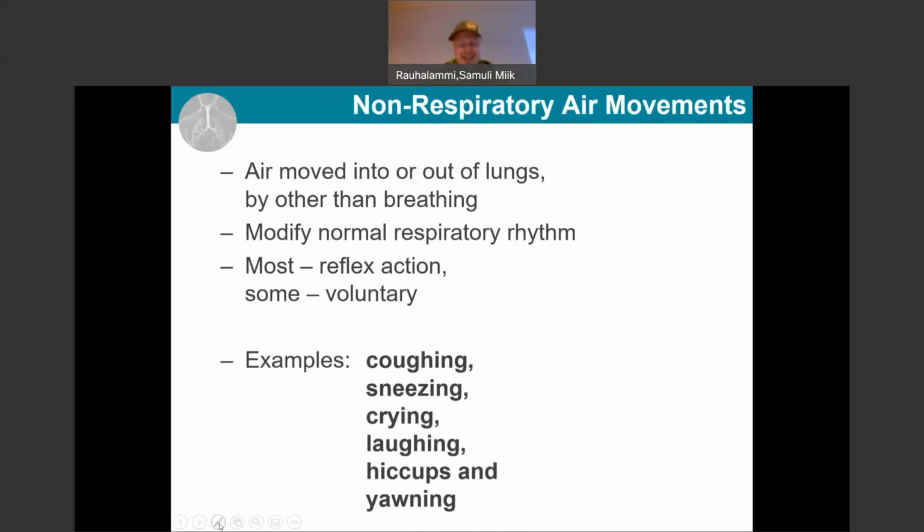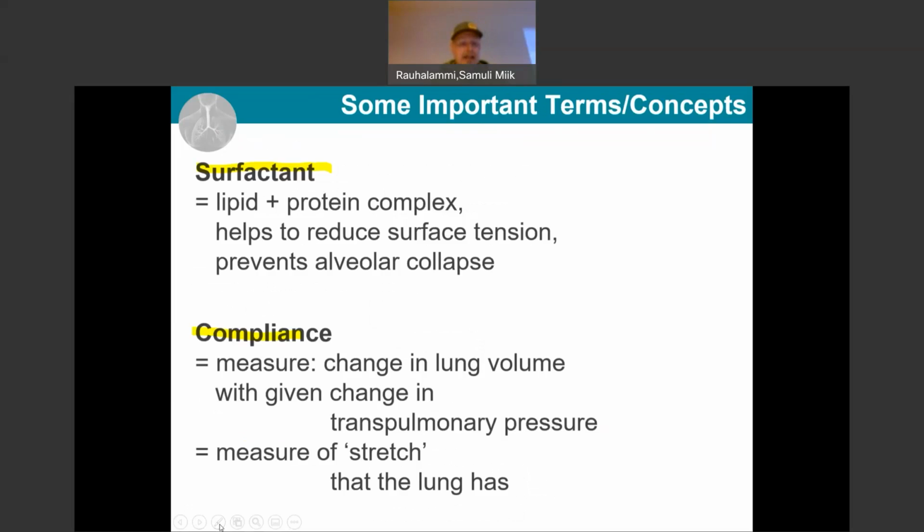A couple of terms that I do want to emphasize at this point: surfactant is this lipid-protein mixture, and it has a twofold function. It helps to reduce the surface tension, so the exchange of the gases between the alveoli and the pulmonary capillaries is easier because of the surfactant being there, but it also helps the alveoli maintain their shape so they don't collapse as easily. Compliance, I think of compliance simply as a measure of how much stretch a lung has. So another important term to notice.